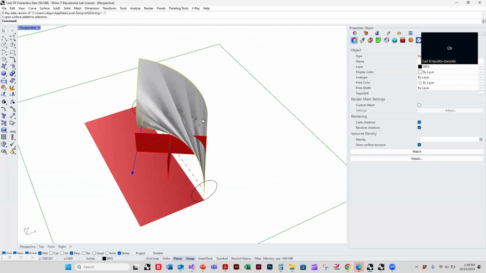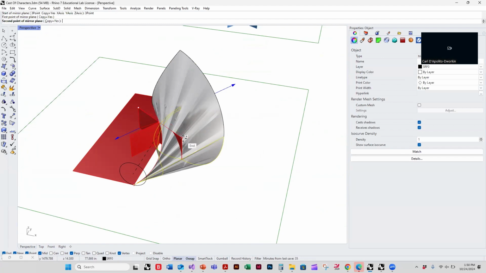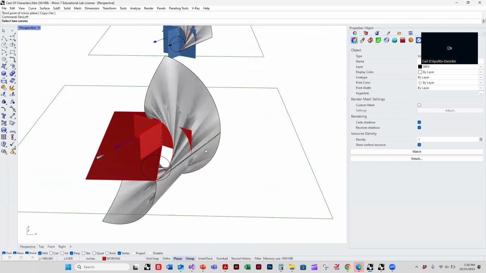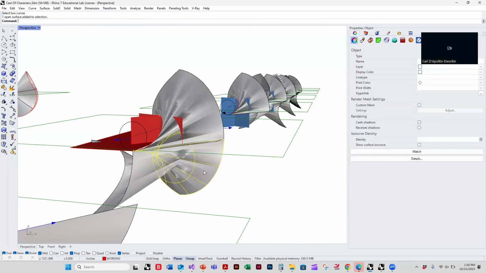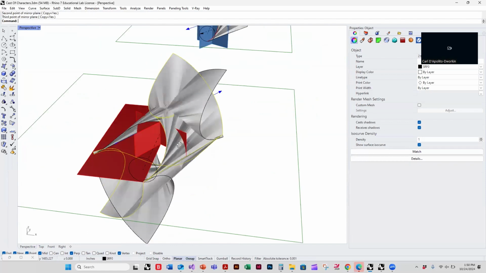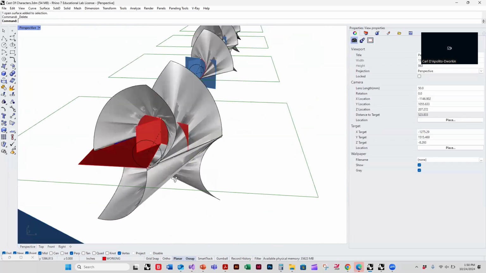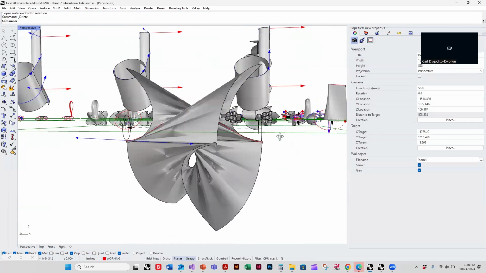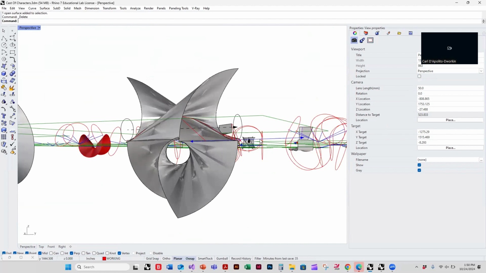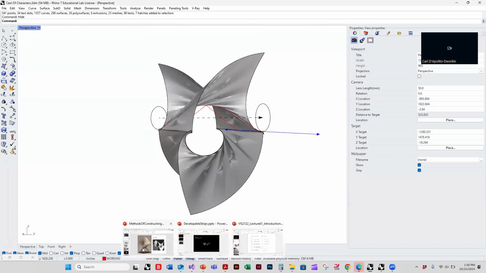And if I mirror this surface about these planes, it will give me that, okay? Which is miraculously that.